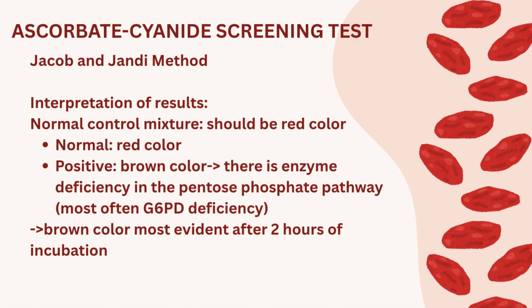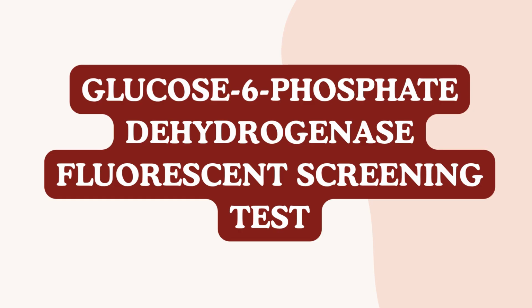So normal control mixture should be red color. So interpretation: if it's red color, that is normal, and it's positive if the solution is brown in color. So if it's brown, there is enzyme deficiency in the pentose phosphate pathway. The brown color will be most evident after 2 hours of incubation.